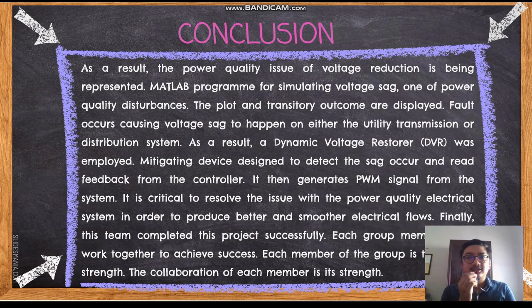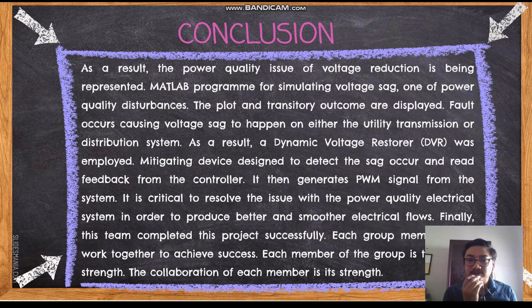Okay, for now I will explain the conclusion of this project. As a result, the power quality issue of voltage reduction is represented. A MATLAB program was used for simulating voltage sag, one of the power quality disturbances. The plot and transitory outcome are displayed. Then the fault occurs, causing voltage sag to happen on either the utility transmission or distribution system. As a result, a dynamic voltage restorer DVR was employed, a mitigating device designed to detect the sag occurrence and read feedback from the controller. It then generates a PWM signal from the system.